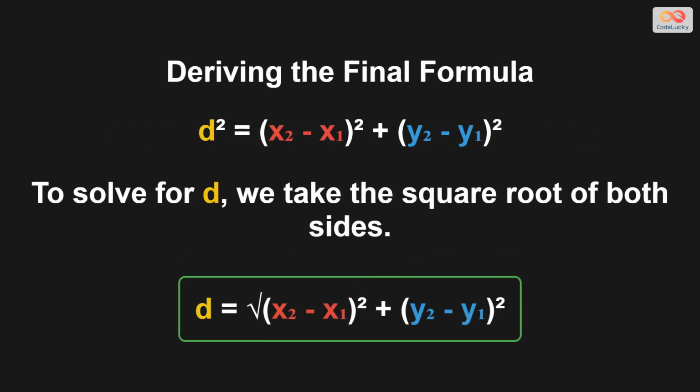We are very close to the final formula. We currently have d squared, but we just want d. To isolate d, we simply take the square root of both sides. This gives us our final result, the distance formula.